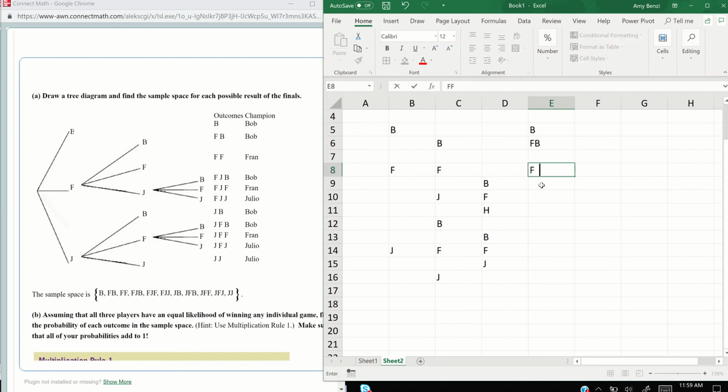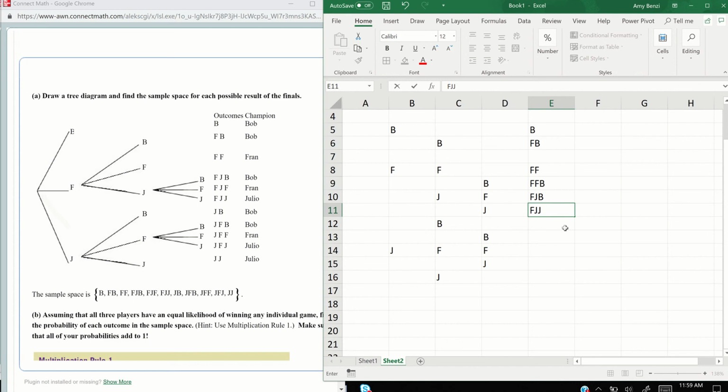So here I have Fran, Bob. Here I have Fran, Fran, Bob. Fran, Julio, Bob. You guys got that? And what's this? Fran, Julio, Julio. Look, I said Julio and spelled it with the English sound H instead of the Spanish sound. I know some of you are probably wondering where that H came from. Hopefully you were able to figure that out.